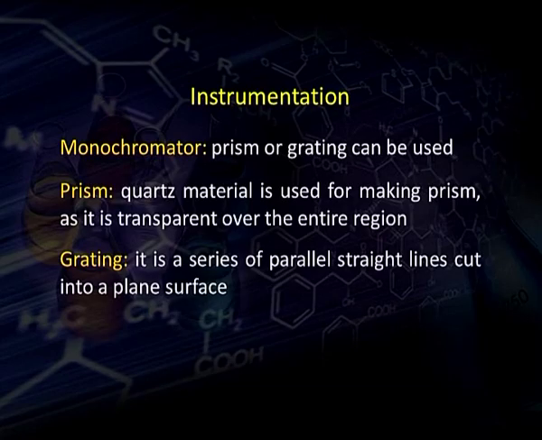Next part is the monochromator. Monochromator is nothing but different types of prism or grating that are used. It is made up of quartz material, which is used for making prisms as it is transparent over the entire region. Grating is a series of parallel straight lines cut into a plane surface.